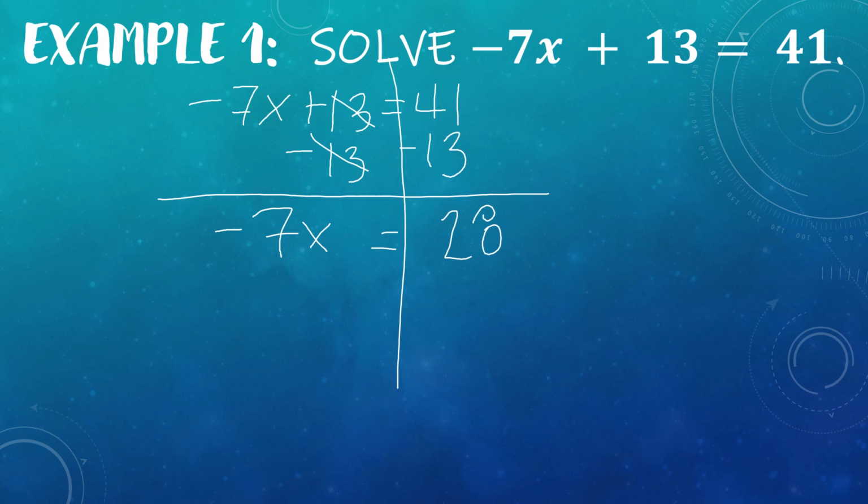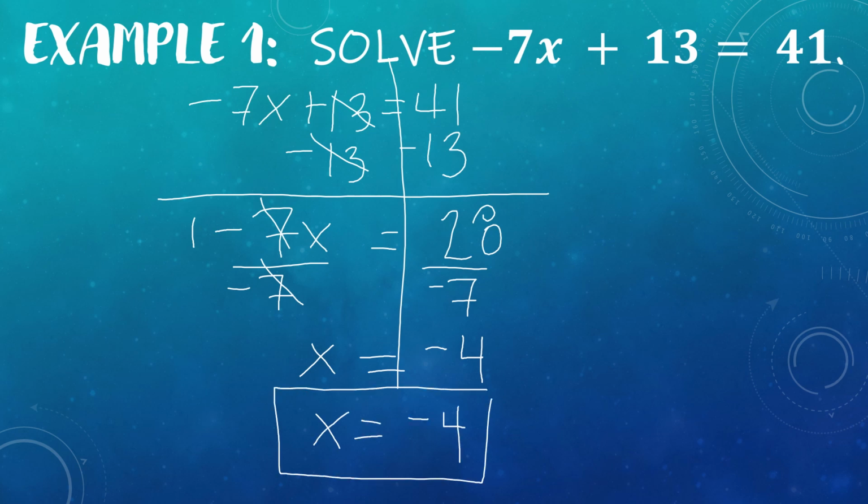Now we're ready to get rid of the coefficient, which is -7. It sits in front of the x. So right now it's being multiplied, so we're going to do the opposite, which is divide by -7, and again, whatever you do to one side, you must do to the other. On the left side, -7 divided by -7 is 1, and 1x is just x. On the right side, 28 divided by -7 is -4. And now we have figured out that x equals -4.